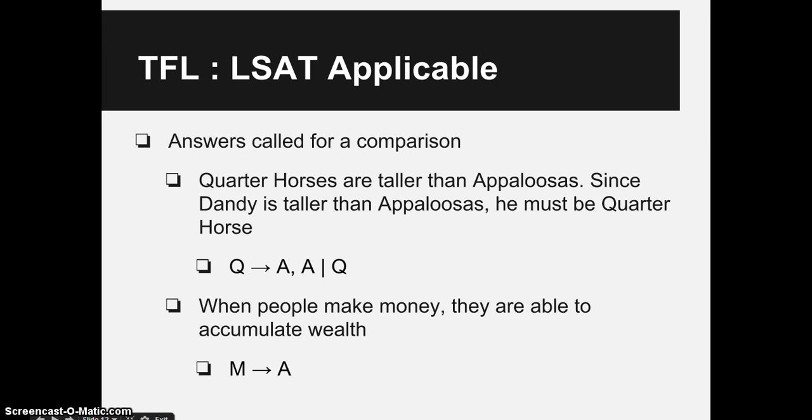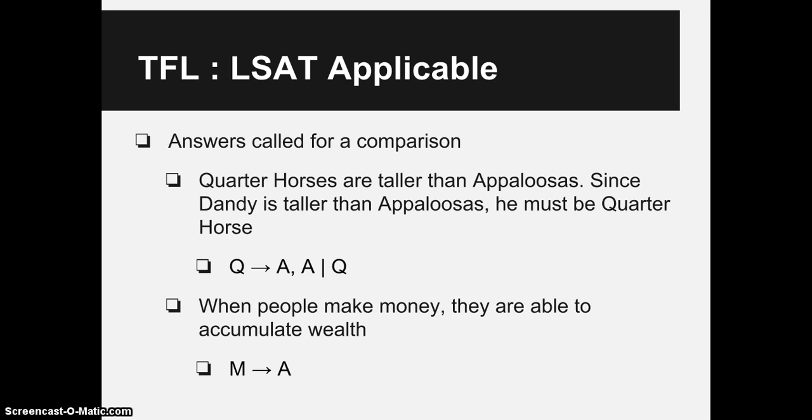Quarter horses are taller than Appaloosas. Since Dandy is taller than Appaloosas, he must be a quarter horse. So if you are a quarter horse, then you are taller than Appaloosas. Since you are taller than Appaloosas, you must be a quarter horse. If Q, then A, and so Q. And then answer choice B is: when people make money, they are able to accumulate wealth. If people make money, then they are able to accumulate wealth.